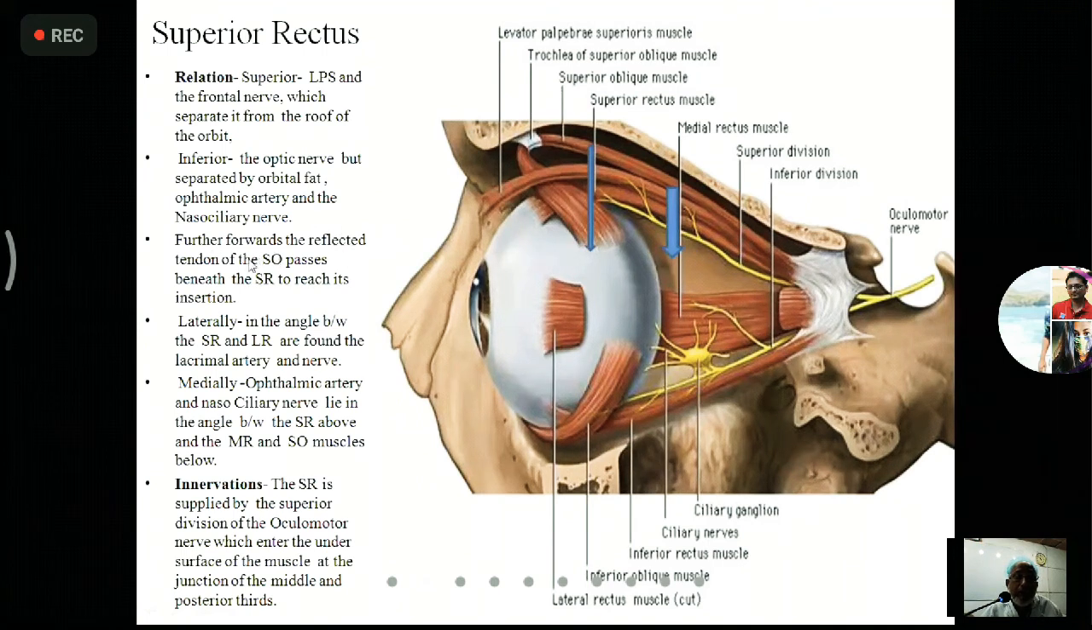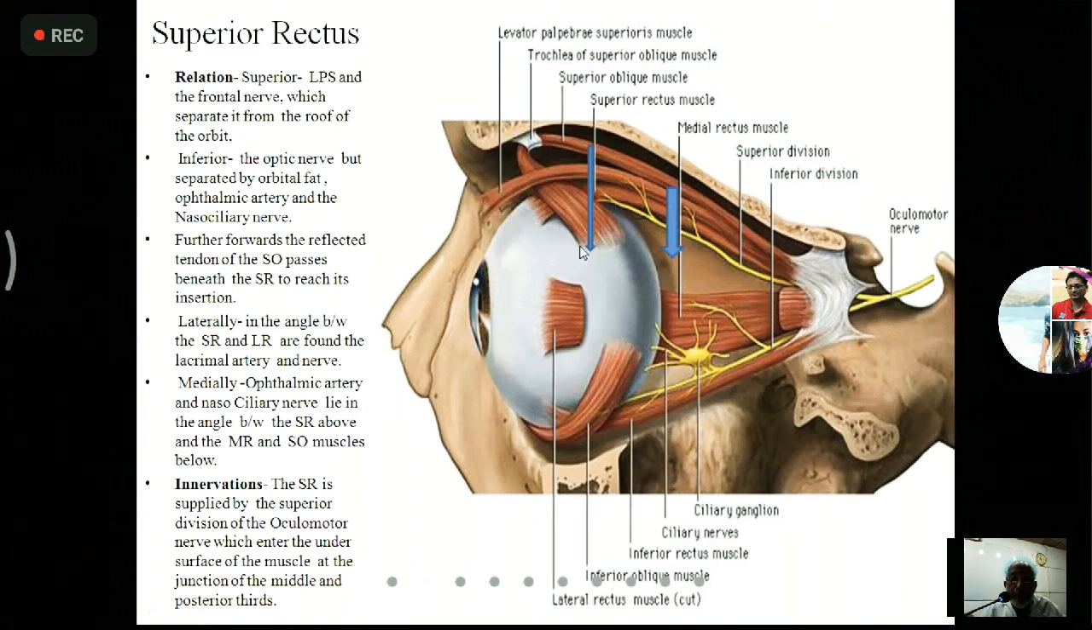Further forwards, the reflected tendon of the superior oblique passes under the superior rectus. If we call this the superior rectus, the superior oblique tendon goes over it, going backwards, and reaches the insertion behind the equator. Laterally, in the angle between the superior rectus and lateral rectus are found the lacrimal artery and nerve. Remember this.